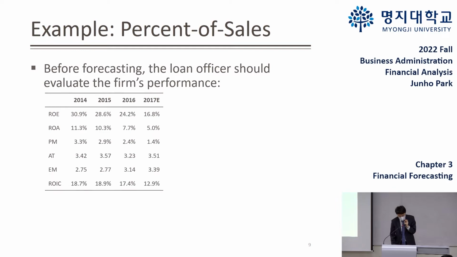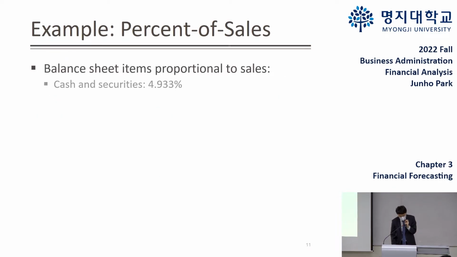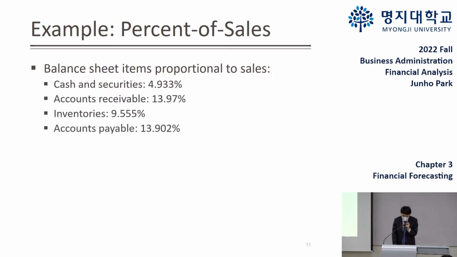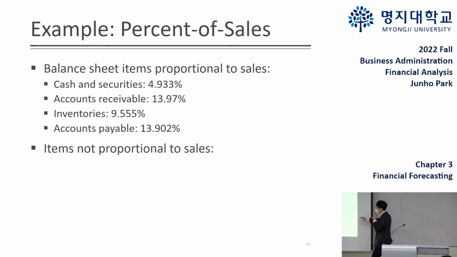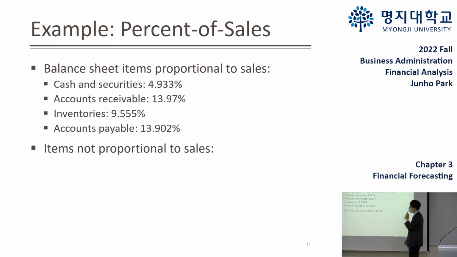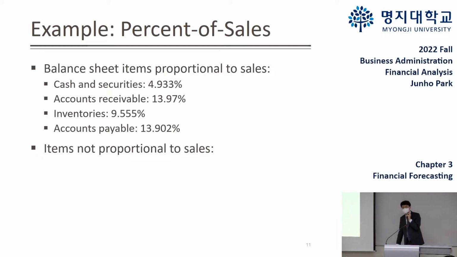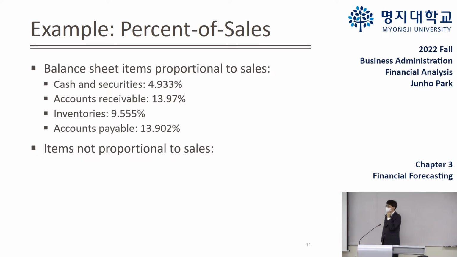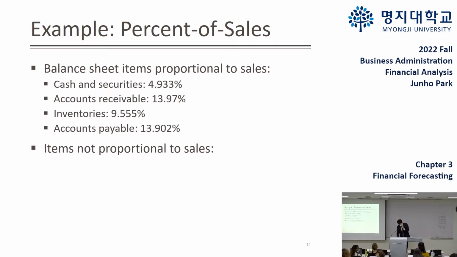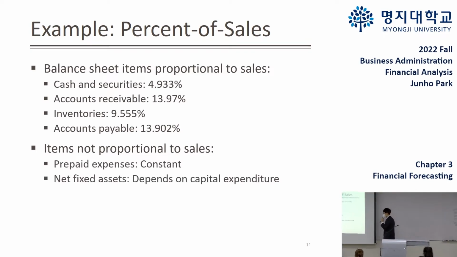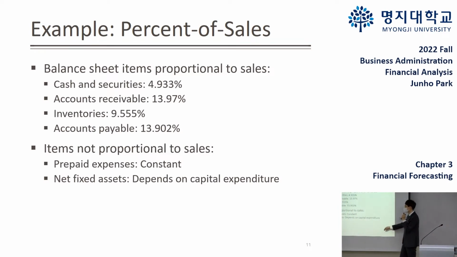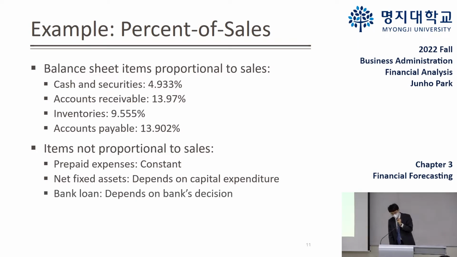And then the balance sheet items which are proportional to sales are cash and securities, accounts receivable, inventories, and accounts payable. So these 4 items will be estimated by the percentage of sales approach. And the other items are not proportional to sales, so we are going to make several assumptions, such as considering them as constant or calculating them depending on the capital expenditure and so on.